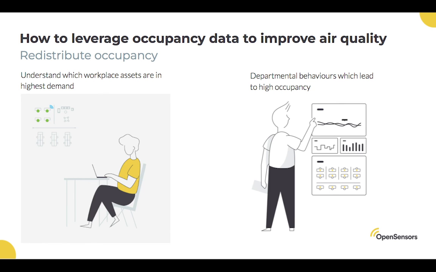And finally, occupancy data can be used on a departmental basis to see, is this department in the office all the time, quite close together, and could they do with more space? And which departments are behaving differently and potentially have some space that we could steal some seats from to spread this department out a bit more?